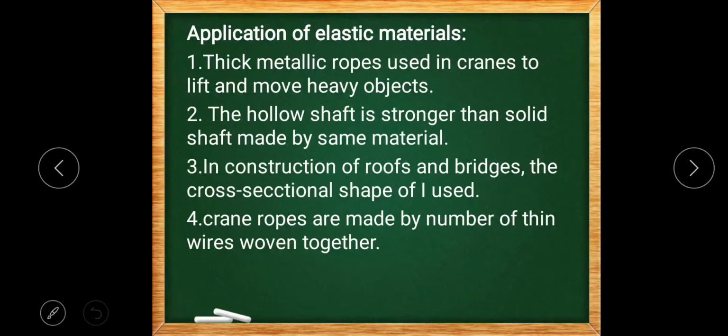Next, the fourth one: crane ropes are made by a number of thin wires woven together. This gives safety to the ropes. Again, it is based on the property of elasticity. So these are certain applications of elastic material.